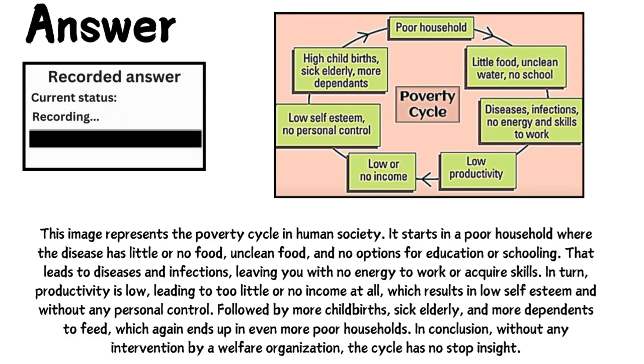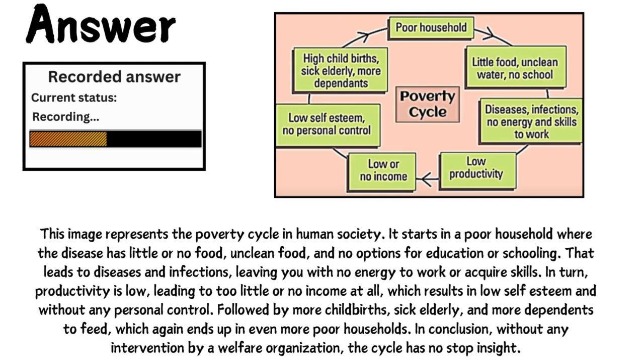This image represents the poverty cycle in human society. It starts in a poor household where there is little or no food, unclean food, and no options for education or schooling. That leads to diseases and infections, leaving you with no energy to work or acquire skills.